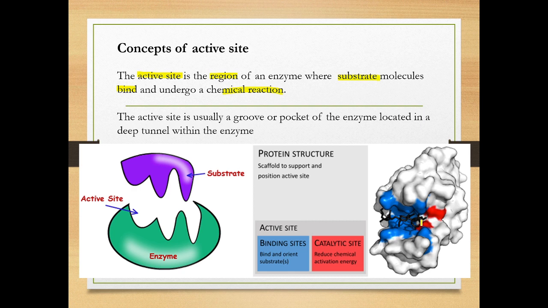In the foldings there will be many small pits. So that acts as an active site. So this is a representation. This is the enzyme. You can see some foldings and tunnels are there. So this is actually the active site where the substrate binds.